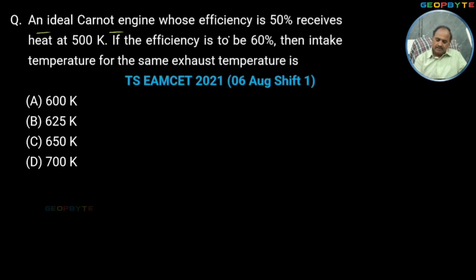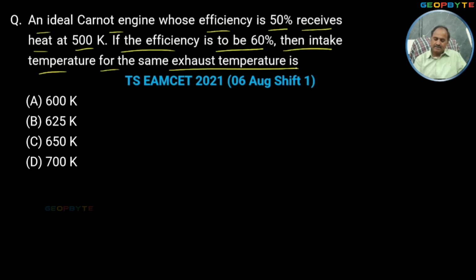An ideal Carnot engine whose efficiency is 50% receives heat at 500 Kelvin. If the efficiency is to be 60%, then what is the intake temperature for the same exhaust temperature? For an ideal Carnot engine, the efficiency is given as 0.5, and it receives heat at 500 Kelvin. Efficiency is equal to 1 minus T2 by T1. Here T1 is equal to the heat receiving temperature.